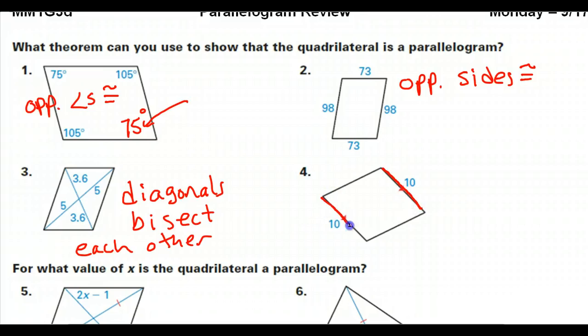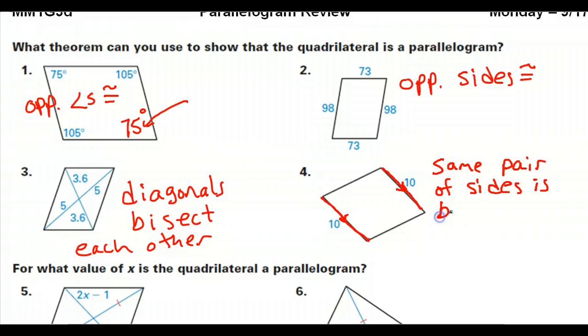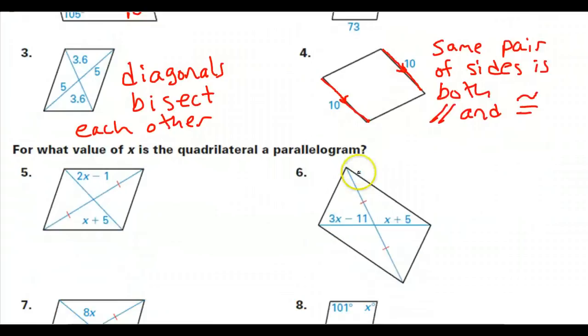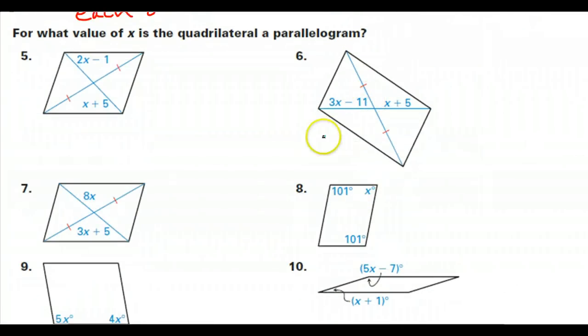The sides that I just colored in red, those are parallel. You can tell because of the arrows that were given. And they're also congruent because of the 10 on both. So, same pair of sides is both parallel and congruent. Feel free to use the symbols just like I'm doing. So that's how you do that.